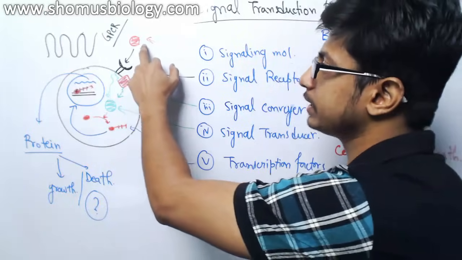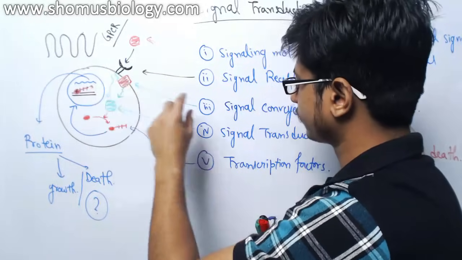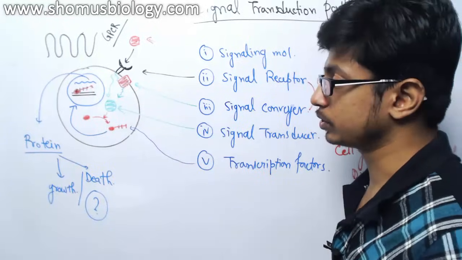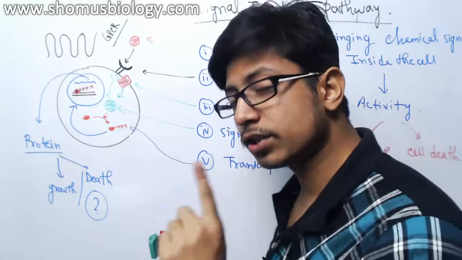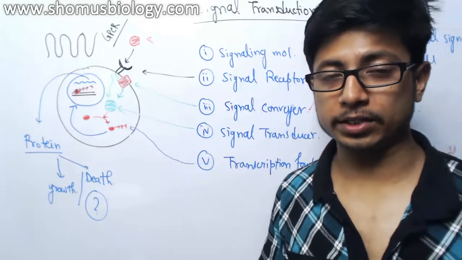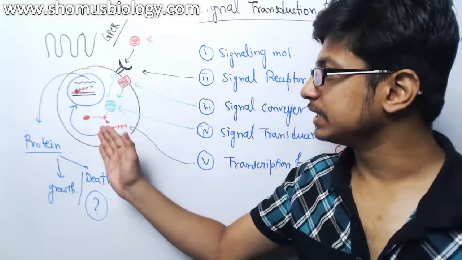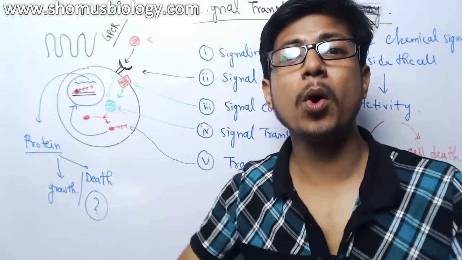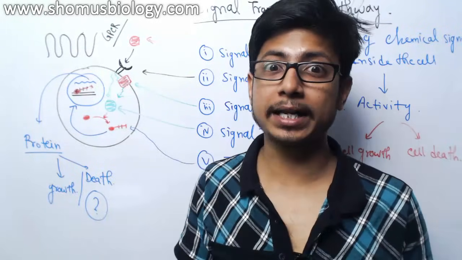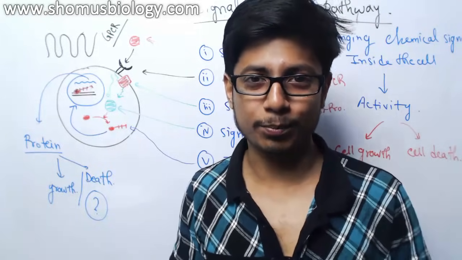The signal provided by the epidermal growth factor activates multiple signal transducers. Once they activate multiple transducers, each of those transducers activates even more transcription factors. As more transcription factors are generated, they will transcribe more of the DNA into RNA. Each of those RNAs will be translated even more times to give us a huge number of proteins.